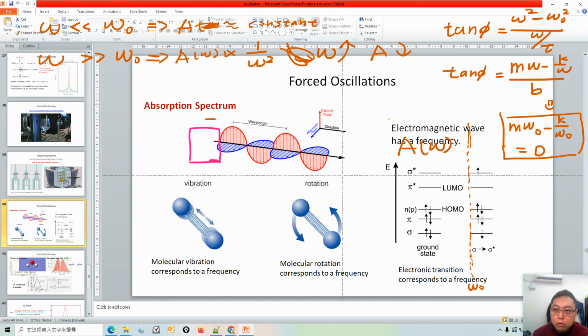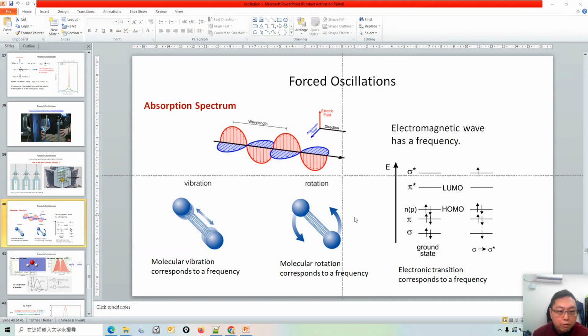Resonance also happens at the molecular level, because vibrational motion is just like a simple harmonic oscillation. Your vibrational motion corresponds to a frequency, and when your molecule is doing rotational motion, think about the very simple rotational motion, it's called uniform circular motion.